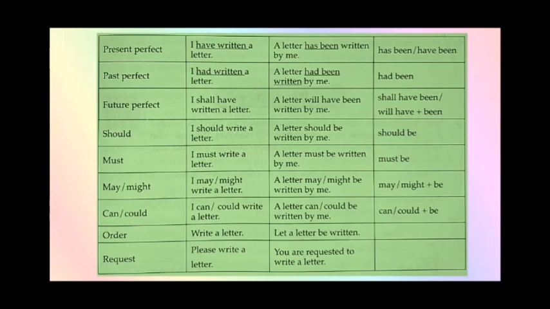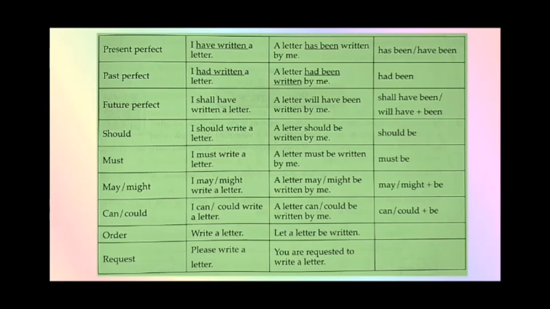Similarly, for the past perfect, here we have had written. So had written is changed to had been written in the passive voice. A letter had been written by me. So the auxiliary verb used here is had been.